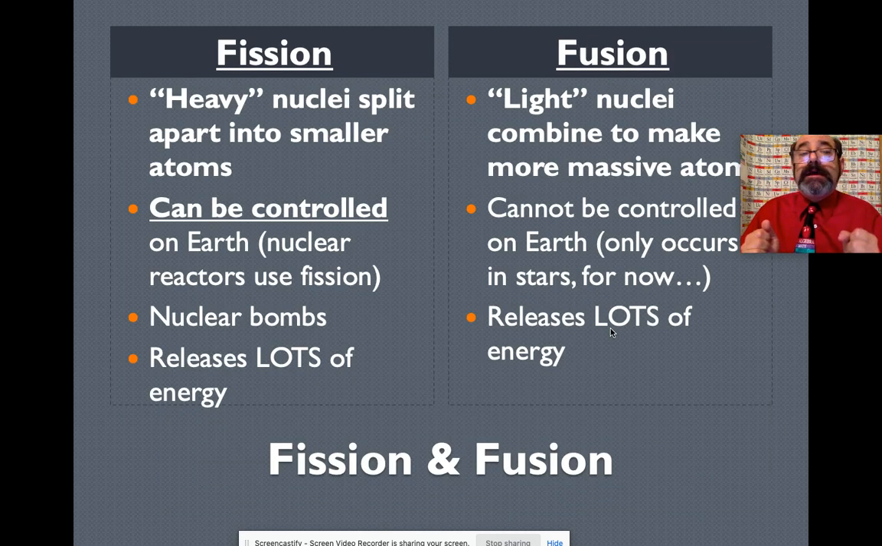So let's compare the two once again. So fission is where you have a heavy element and it's split into smaller. It can be controlled in nuclear reactors. If it's not controlled, the nuclear bomb. We don't want that. And then fusion happens in the sun, where hydrogen comes together to make helium, and they make bigger and bigger and bigger atoms. For now, we can't do that, but both of them generate a lot of energy, and energy is a wonderful thing.